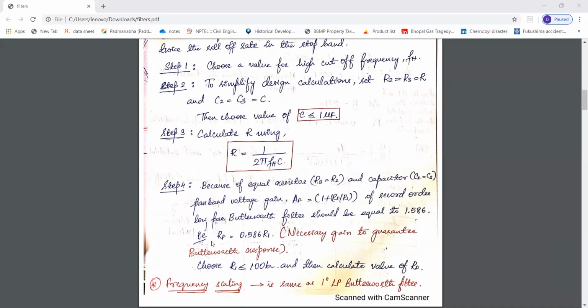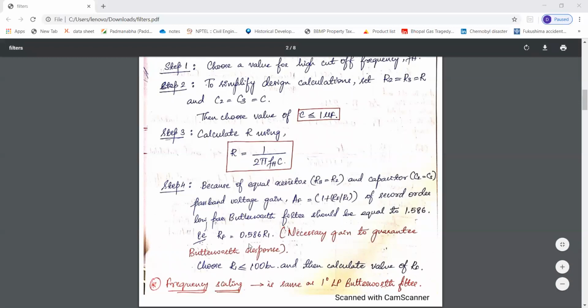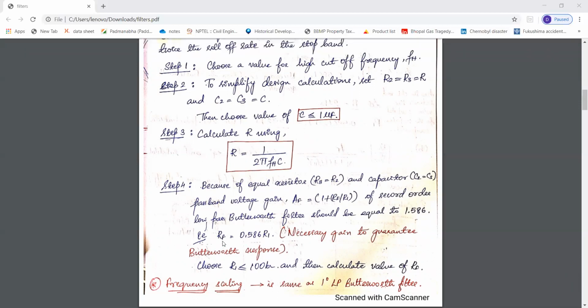So see this now, AF is equal to 1.586, isn't it? So 1.586 is equal to 1 plus RF by R1. So RF by R1 will be equal to 0.586. So RF is equal to 0.586 into R1. This is the necessary condition if the filter has to exhibit Butterworth response. So we need to consider this important condition such that RF is equal to 0.586 R1.